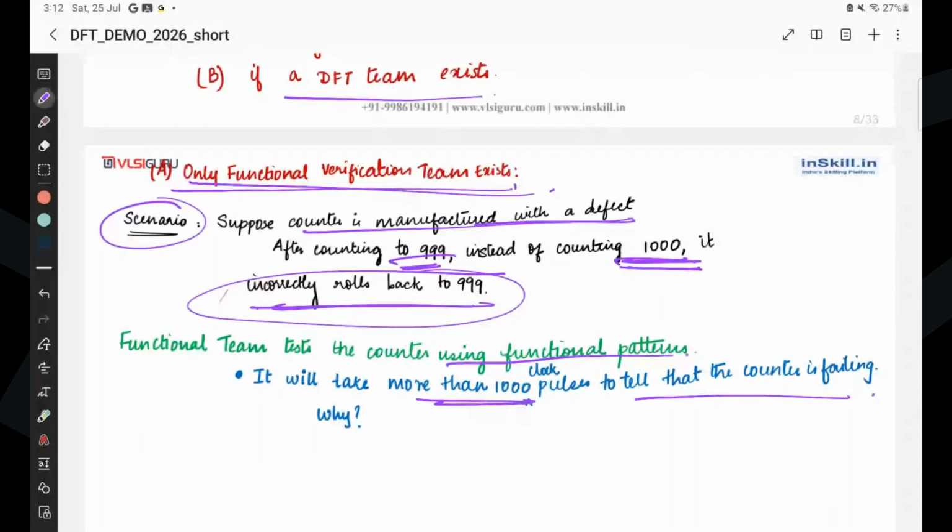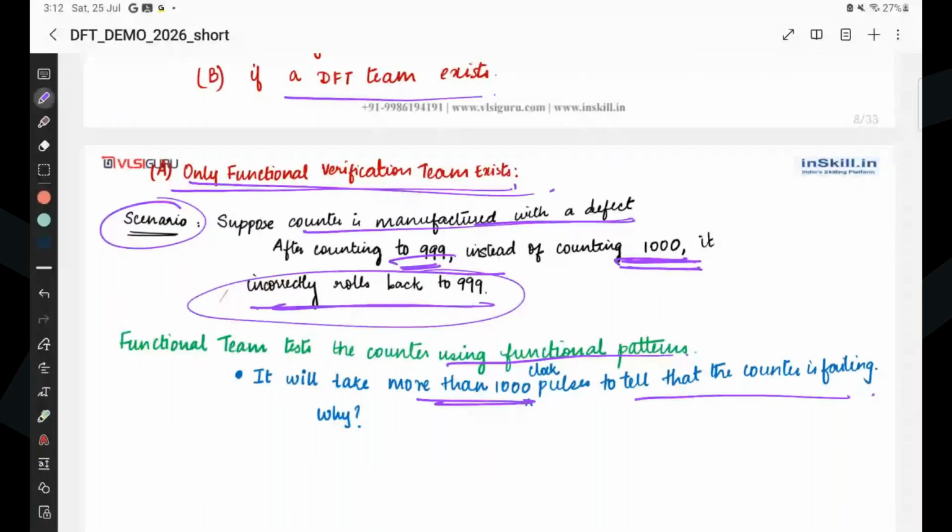Ma'am, is it because in 999 it goes to 999, and in 1000, it will go to either... If you're going with the functional verification team, it will take 1000 clock pulses, because functional verification will be done only before pre-silicon, right?